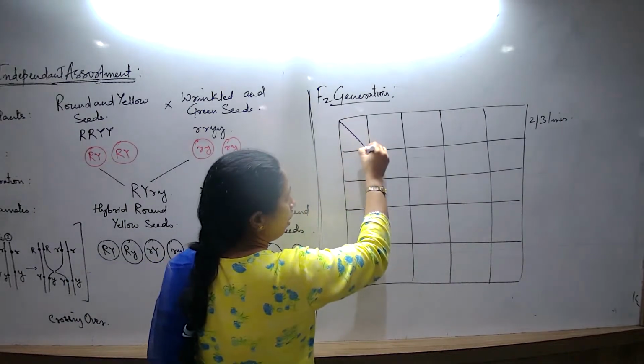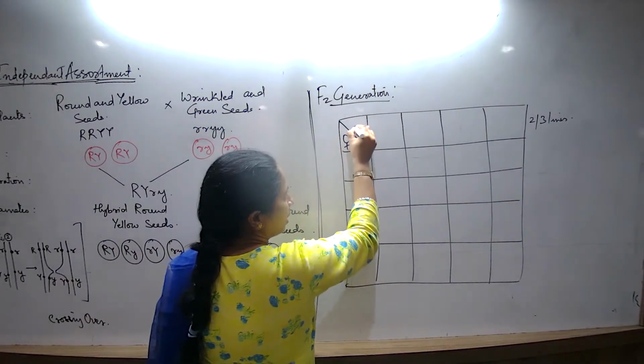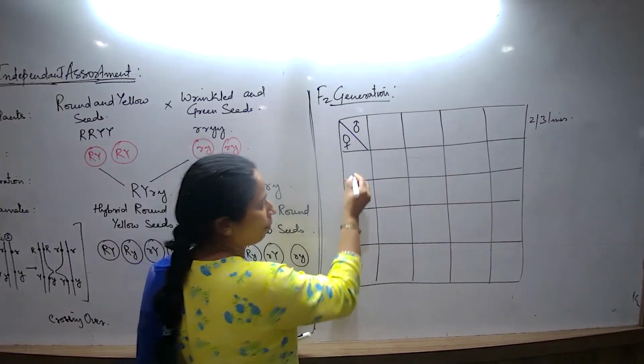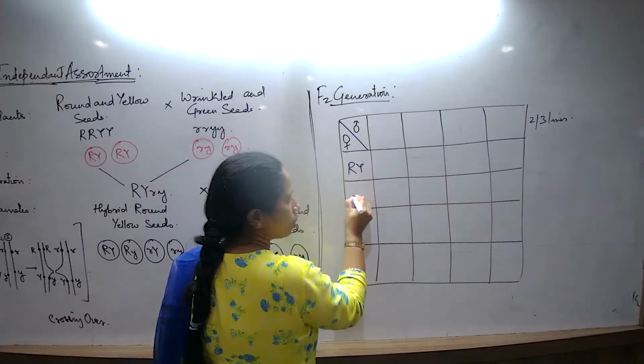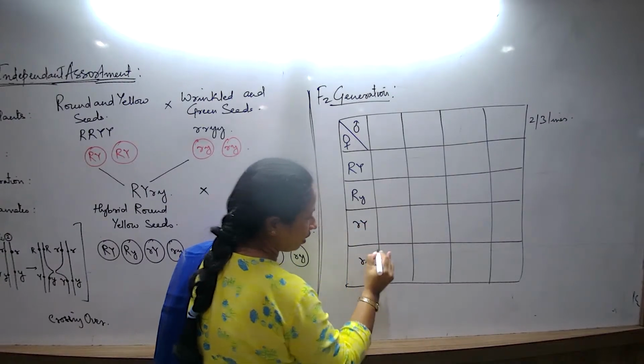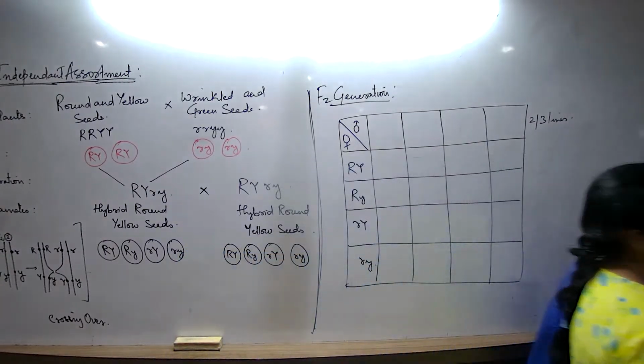Then how do we go about? One plant we consider male, the other one we consider female, and keep writing down all the 4 gametes. What are the gametes? This is one, this is another, this is one, and this. Write down, make the Punnett square.